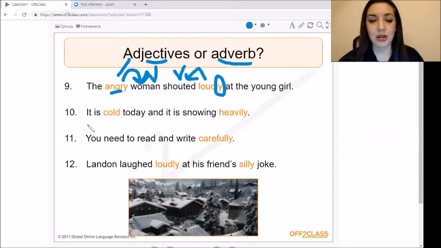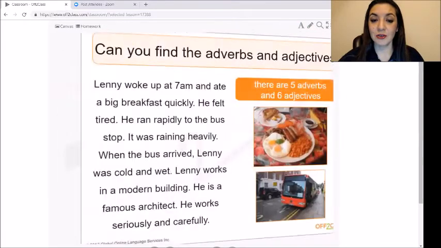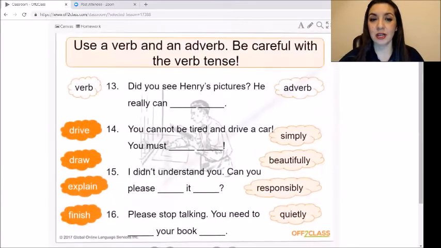Okay, let's just do one more. Number 10. It is cold today and it is snowing heavily. So today is a noun, right? And today is cold. So this is the adjective. And heavily is describing how it is snowing. See, these are verbs. It is snowing heavily. So this is the adverb. All right, let's continue. We won't do this one.